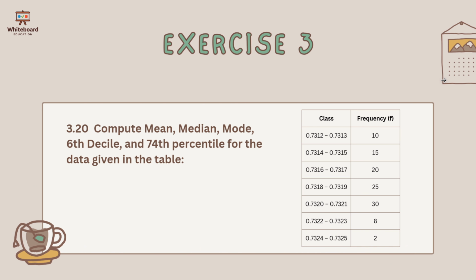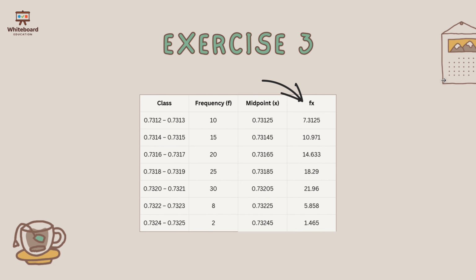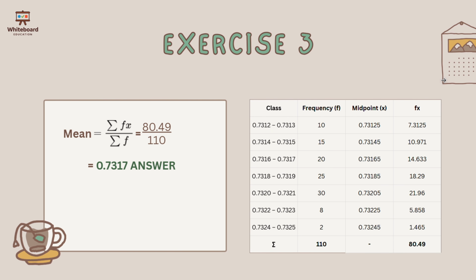Moving on to question 3.20. Compute mean, median, mode, 6th decile, and 74th percentile for the data given in the table. First comes finding the midpoint x. After that we multiply the midpoints with their corresponding frequency. Then we take the summation of frequency f and fx. Now, we can easily find the mean by placing the values into the formula. So that answer is 0.7317.